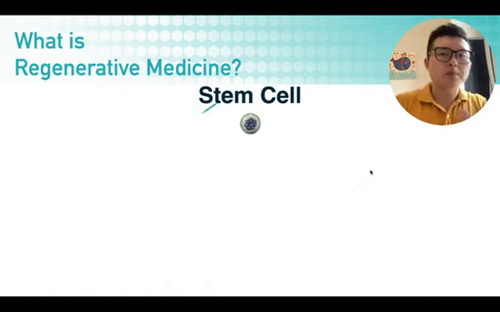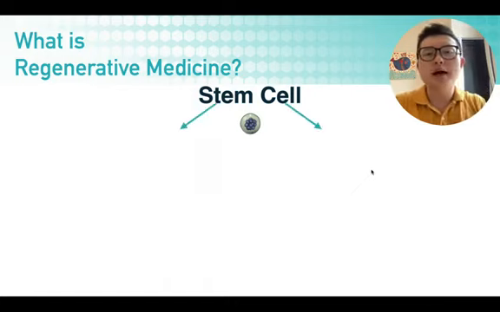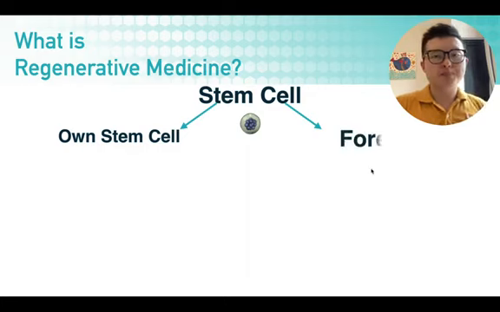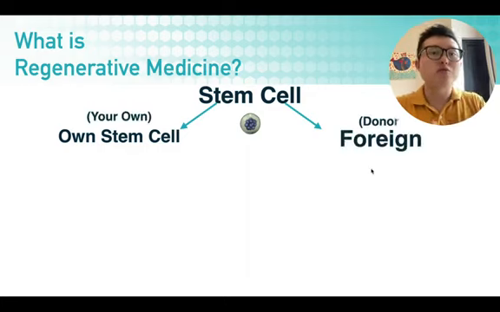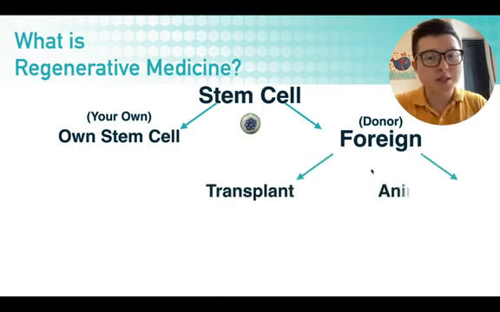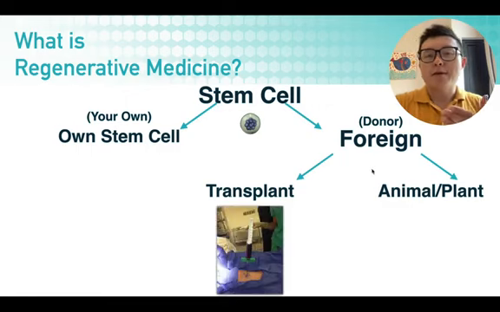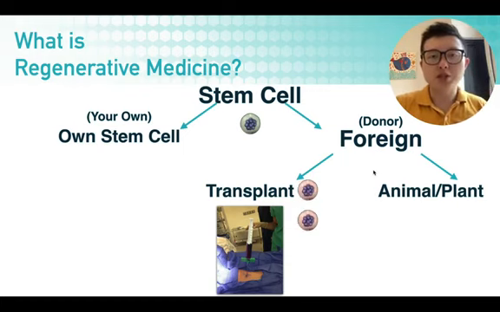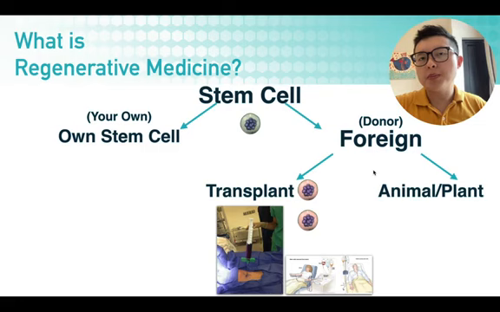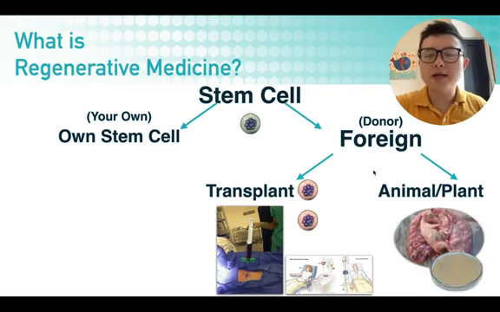When you talk about stem cell treatment, you can broadly categorize into two. One is your own stem cell. Second is the foreign stem cell, which is from the donor. When you look at the foreign stem cell, you talk about stem cell transplantation. We always hear, oh, I have found a donor and their stem cell is suitable for me. Okay, so this is a foreign stem cell transplantation. And we heard about some people, they say I can take the animal placenta to enhance my stem cell. So this is under the foreign category.